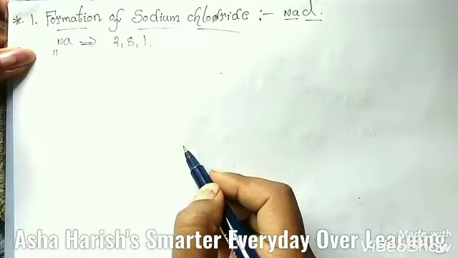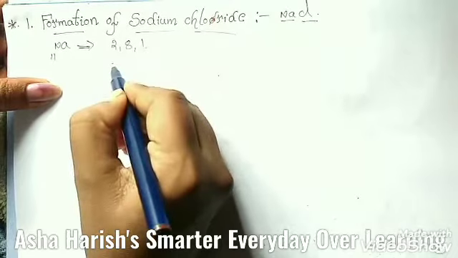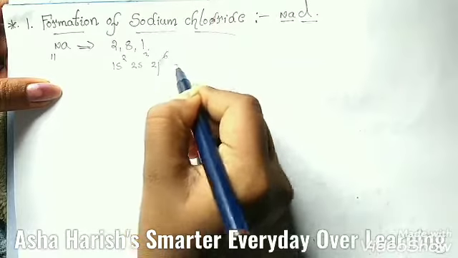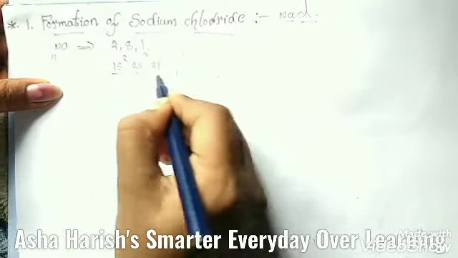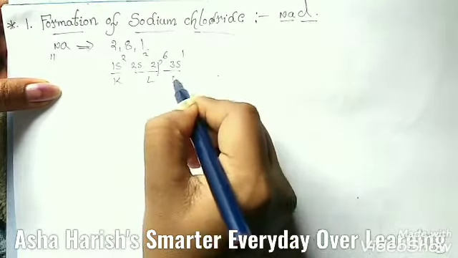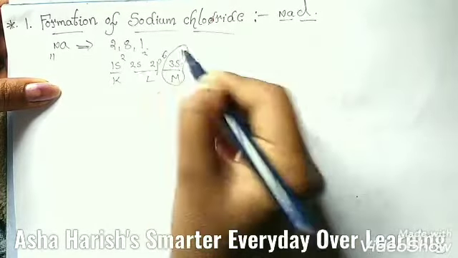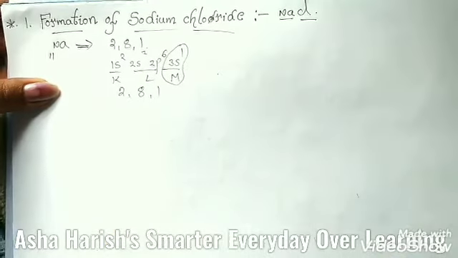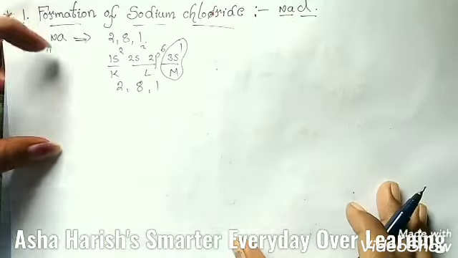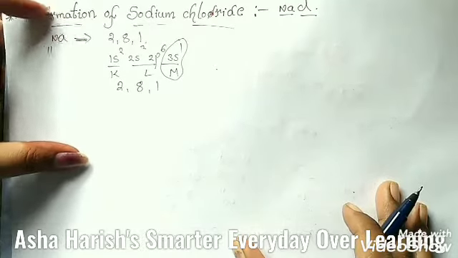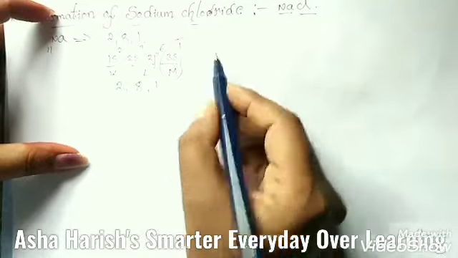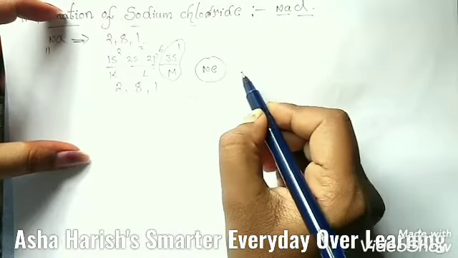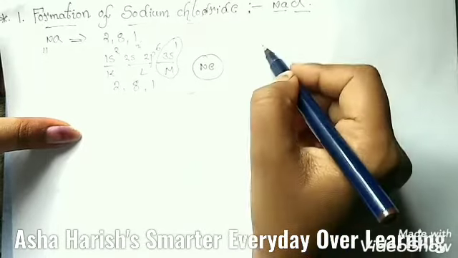2, 8, 1. How will it be? Let's see. The electronic configuration we should write here is 1s2, 2s2, 2p6 and 3s1. Okay students, this is the K shell, L shell, M shell, and this is the outermost shell. We can write the numbers like this, 2, 8, 1. This is the electronic configuration of sodium. And here it acquires the inert gas electronic configuration of neon and changes into the ion. Let's see.